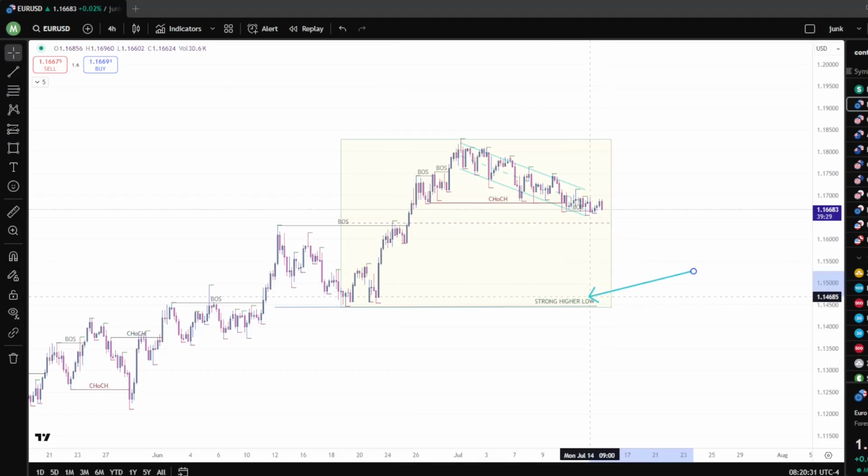As long as this higher low stays strong, it shouldn't be broken. Otherwise, I would consider this a bearish chart. But like I said, waiting to see if this can retrace back down to the discount and look for any opportunity to buy in order to target the highs of the overall range.